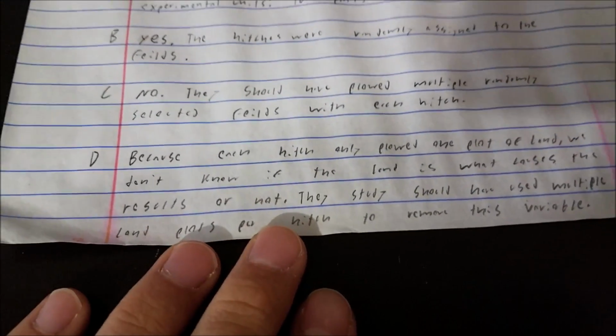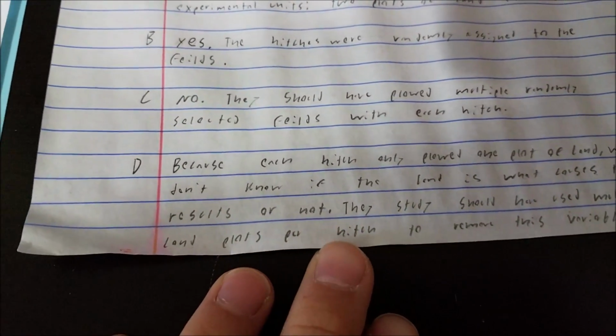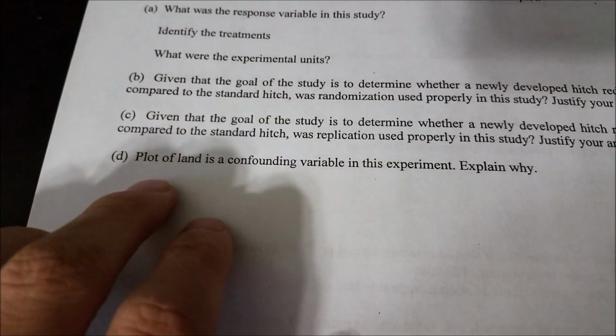What they should have done is they should have done multiple plots with each type of hitch and then averaged and compared the results, but they didn't do that. So that's why plot of land is a confounding variable.